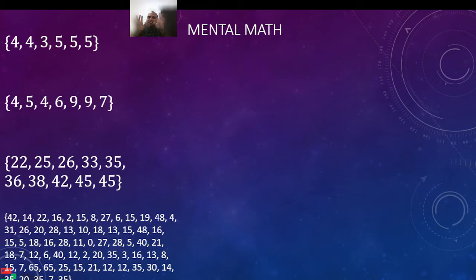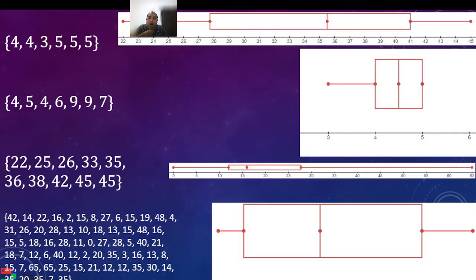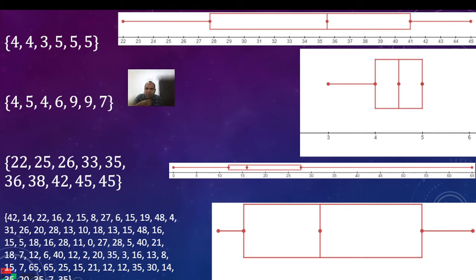Okay, here is mental math. We have here the set of numbers. After this, let's figure out the box plot. How do we figure out the first one, guys? As you notice, the first one is easy to figure out. I start at number 4 and I go over 3, 5, 5, 5, 5.